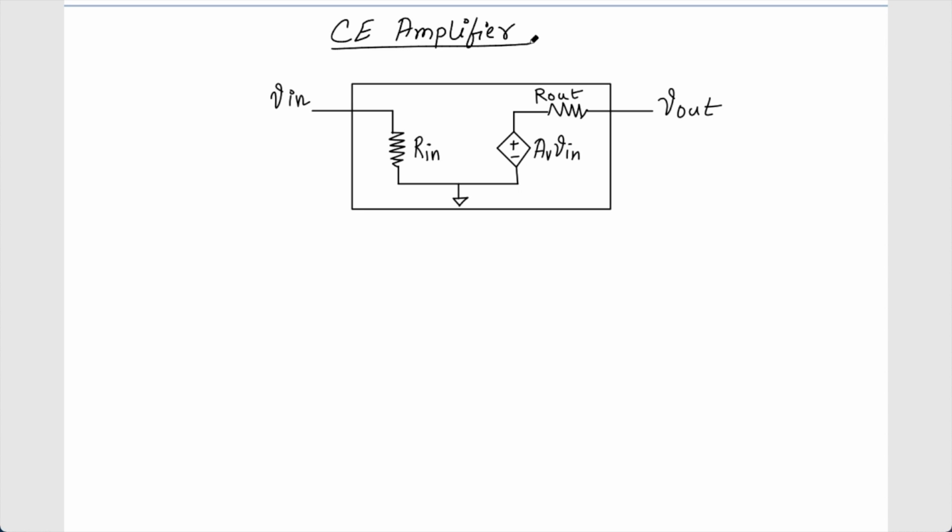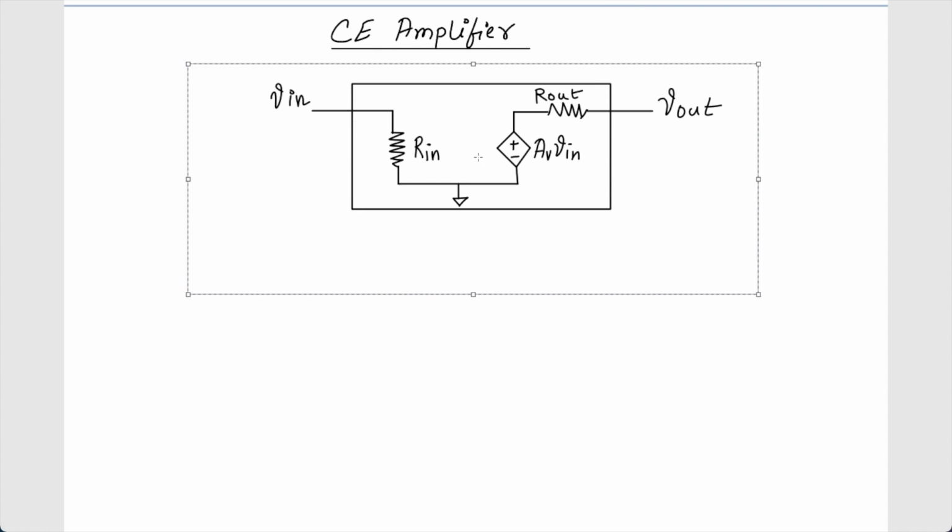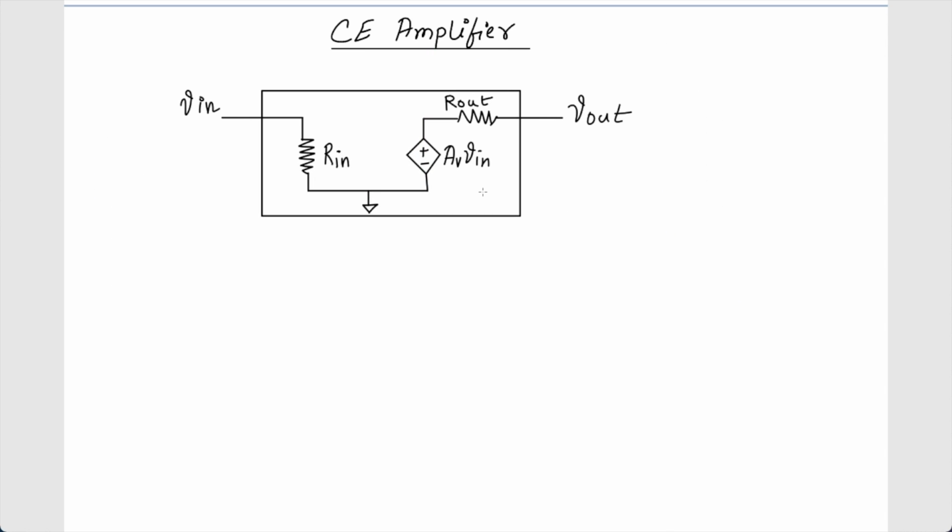Okay, my CE amplifier, and let's give some values for R in, R out, and gain AV. The gain, we know that it is very high, so let's consider it to be 200. We can easily get 200 gain in the CE amplifier, we have seen before. Rin can be as low as, let's consider, 1 kilo ohm.